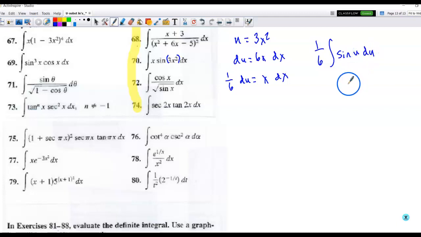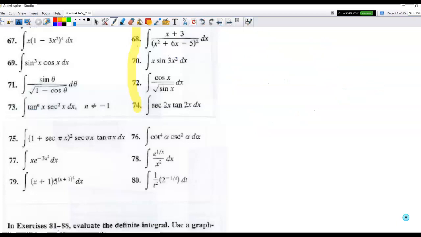Tricky trig, be careful. What function has a derivative of sine? Well, we know that the derivative of cosine is negative sine. So we're going to have to reintroduce the negative. Cosine of u plus c. So negative 1/6 cosine, replace 3x squared, plus c. Don't forget the c.